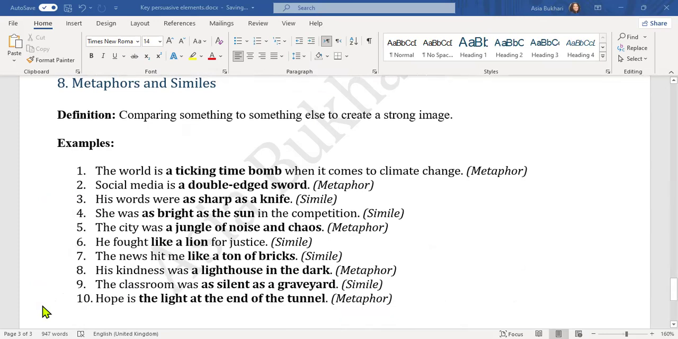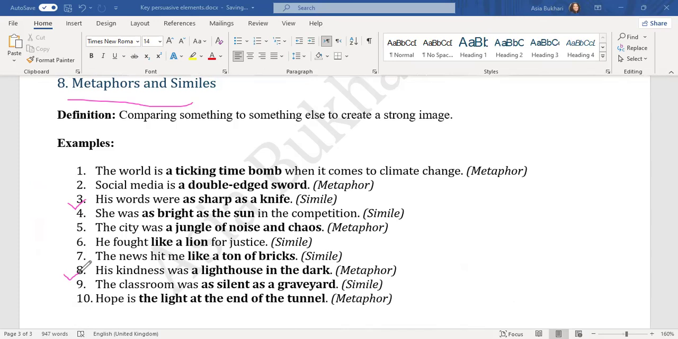Another very important thing is the use of metaphor and simile. They are the commonest types of figurative language which can be used, and it's really very effective. Look at sentence number 3. His words were as sharp as a knife. Okay, a very effective explanation for the harsh words. Okay, look at this use of metaphor in sentence number 8. His kindness was a lighthouse in the dark. So you see that such great similes and metaphors you can easily bring in your persuasive writing, and it is really going to create an effect.